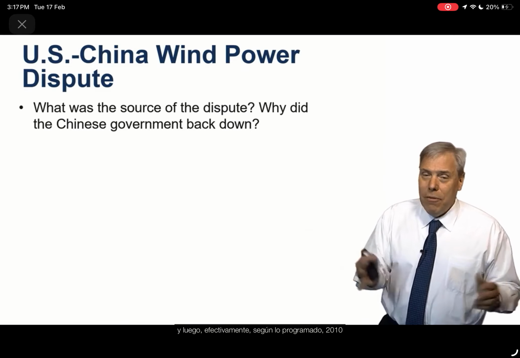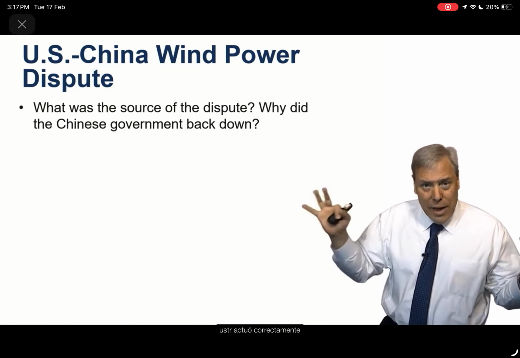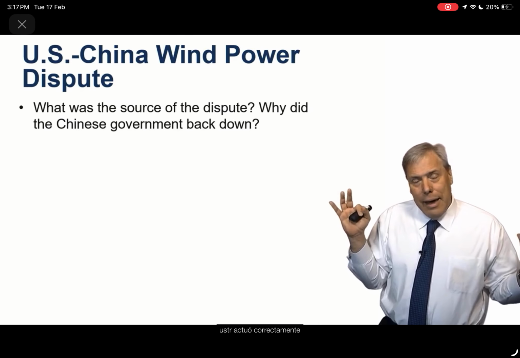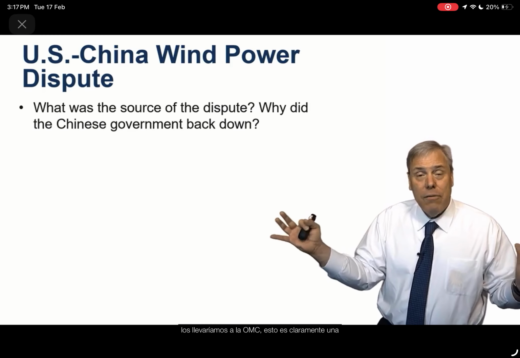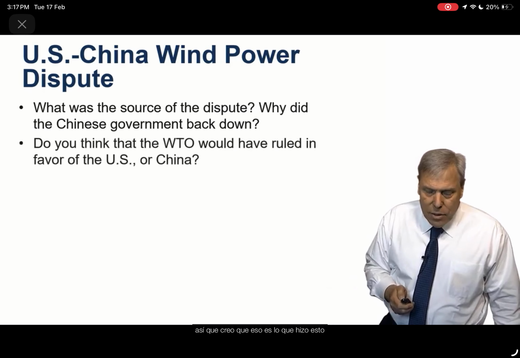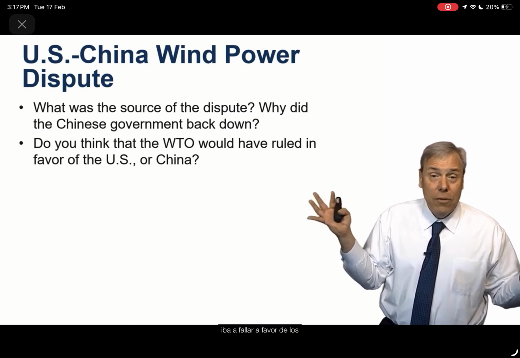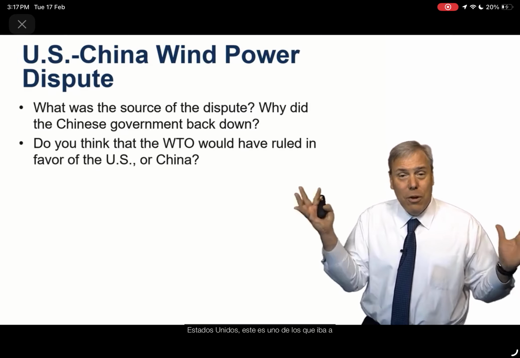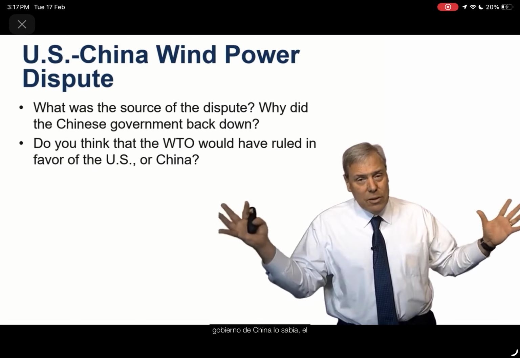And then sure enough, on schedule, 2010, the USTR took action, right? And decided we're going to take them to the WTO. This is clearly a violation. And so I think that is what made this interesting. Now, obviously, the WTO was going to rule in favor of the United States. This was one the U.S. was going to win. It was hands down. Everybody knew it. The Chinese government knew it. The U.S. government knew it.